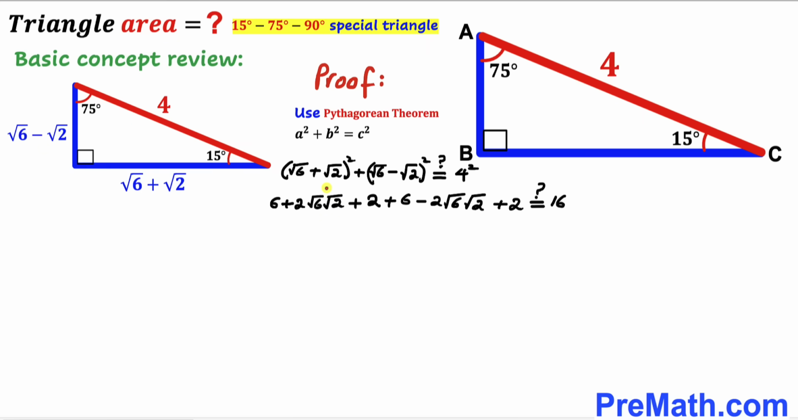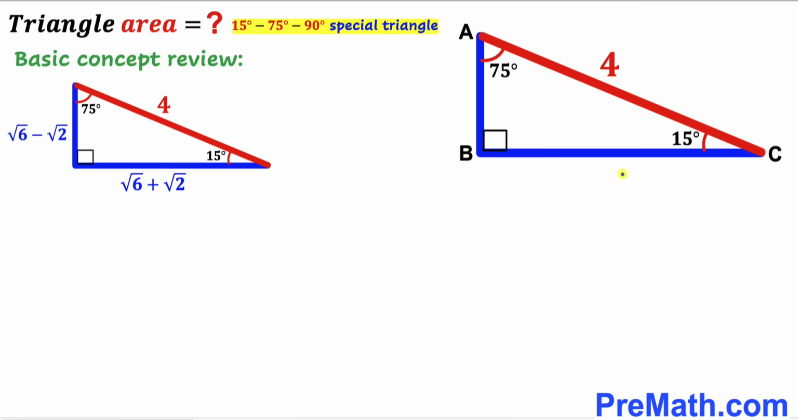Now we can see this positive 2 times square root of 6 times square root of 2, and this minus 2 times square root of 6 and square root of 2, they cancel each other out. Now we are left with 6 plus 2 plus 6 plus 2. If we add them, that is going to give us 16. So the left hand side turns out to be 16 and the right hand side is 16. Is it a true statement? Yes, this is indeed a true statement. So we conclude that we got the right combination of these legs.